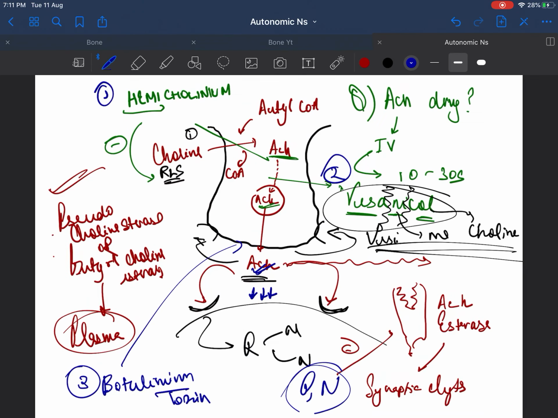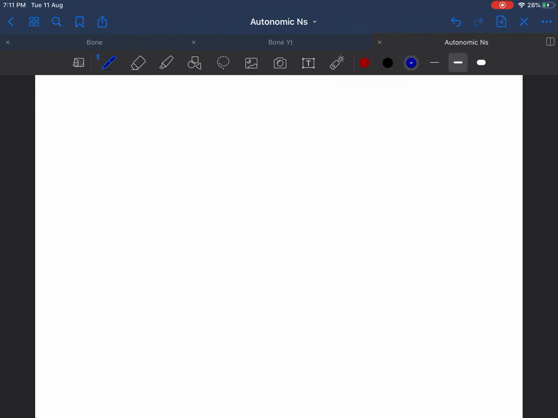So let's study something about the receptors, the cholinergic receptors. There are two types of receptors. First we have the nicotinic and we have the muscarinic.